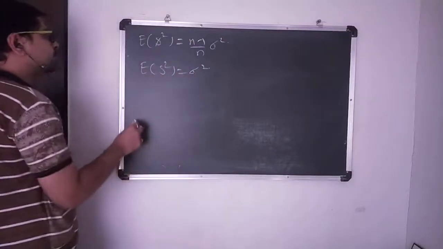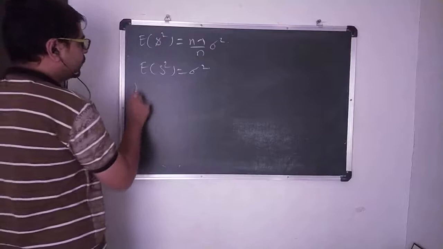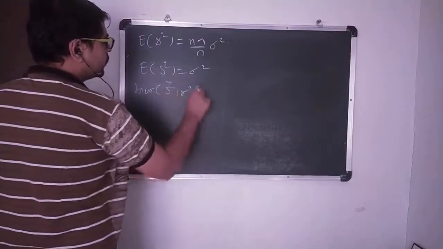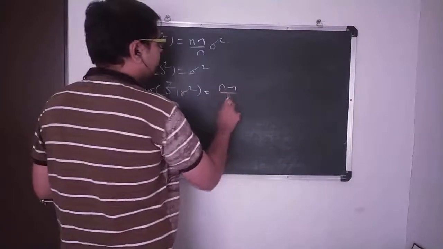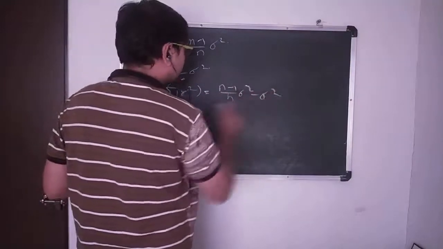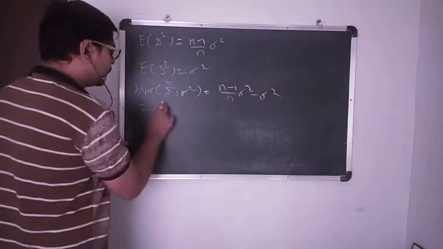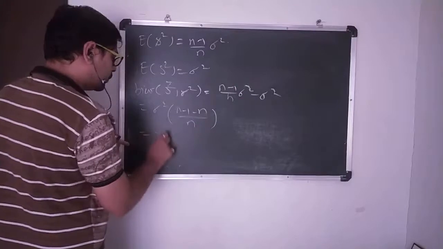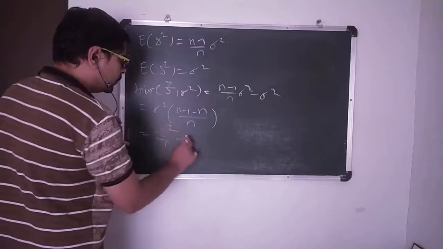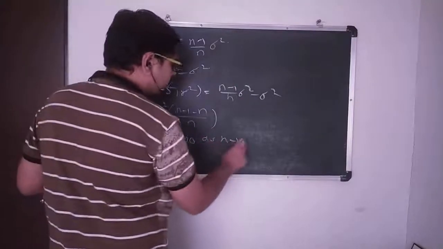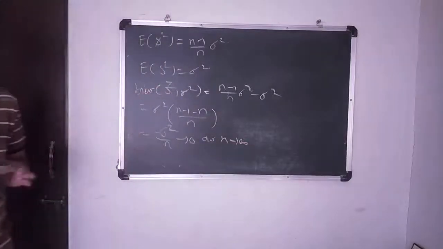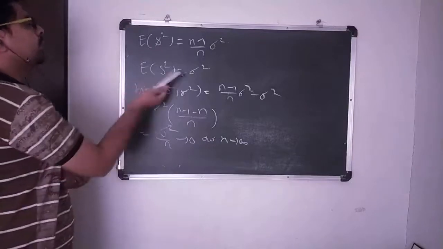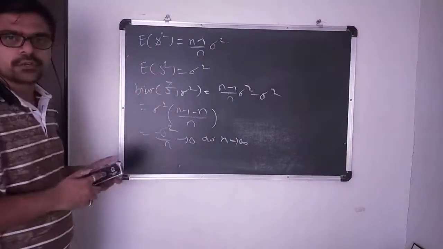So consider bias of small s square and sigma square. So n minus 1 upon n into sigma square minus sigma square. This can be written as sigma square, take outside, n minus 1 minus n divided by n, and this is minus sigma square upon n. So this tends to 0 as n tends to infinity. So bias tends to 0 as n tends to infinity. First condition gets satisfied, and here it is unbiased, so bias is already 0.